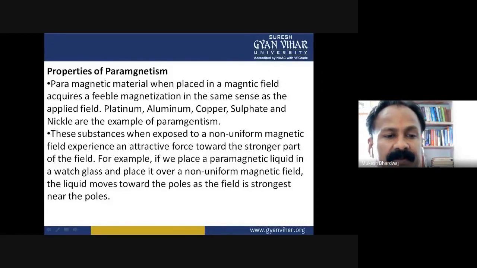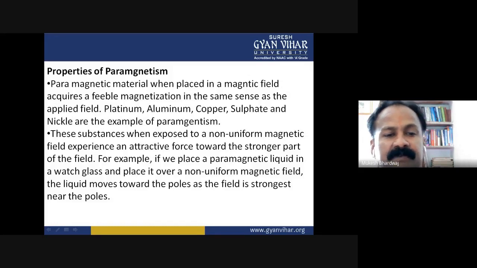Properties of paramagnetism. A paramagnetic material, when placed in a magnetic field, acquires a feeble magnetization in the same sense as the applied field. Platinum, aluminum, copper sulfate, and nickel are examples of paramagnetism.